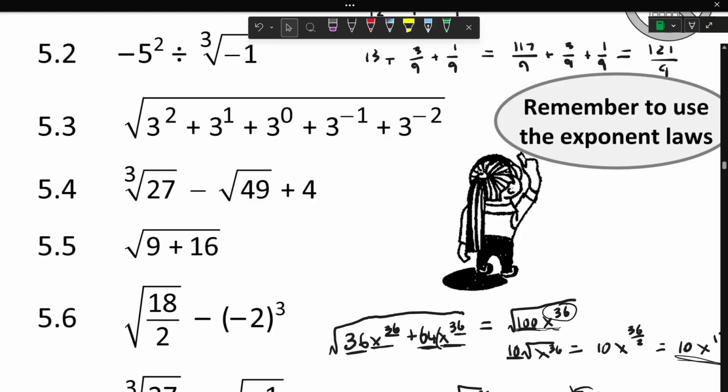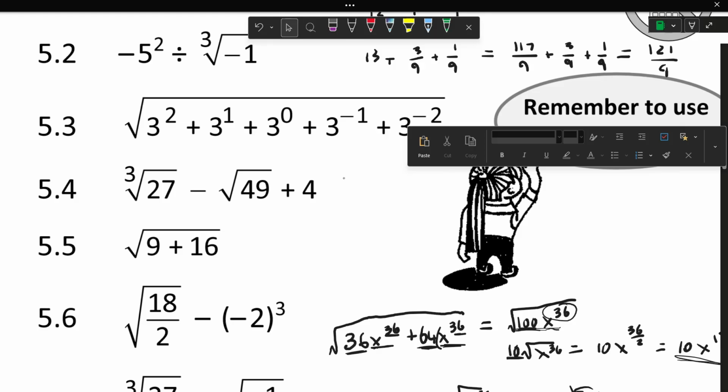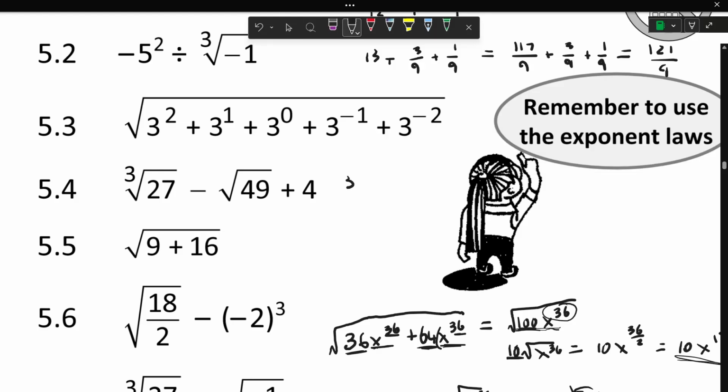Then we're going to have the cube root of 27. We can notice that 27 is 3 cubed, so the cube root of 27 is going to be 3, minus the root of 49. 49 is 7 squared, so it'll be 7, plus 4. 3 minus 7 is negative 4, and then plus 4 is 0. So this question is 0.